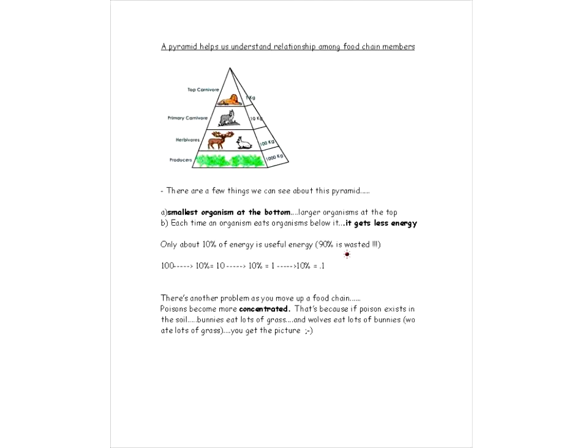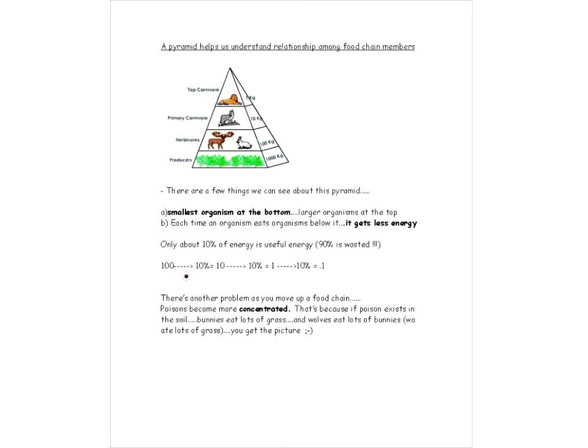So here's what happens. Let's say that the grass has 100 units of energy. Well, since the next creature, the bunny rabbit, is only going to get 10% of that energy, it's only going to get 10 units of energy. And since the next creature that eats the bunny rabbit, the wolf, is only going to get 10% of its energy, it's only going to get 1 unit of energy.